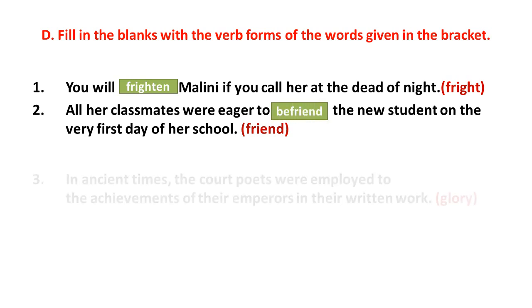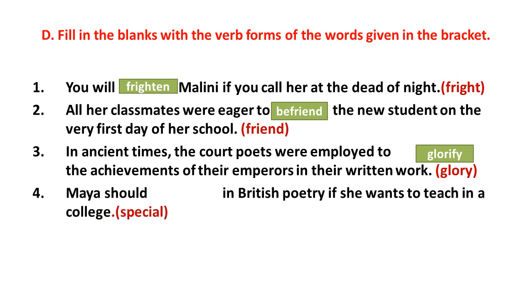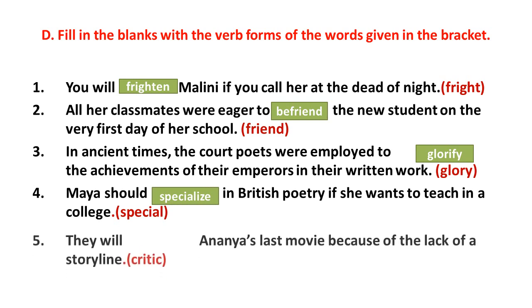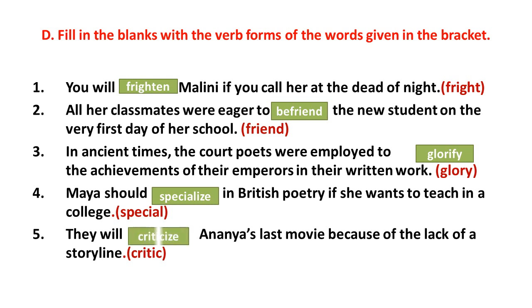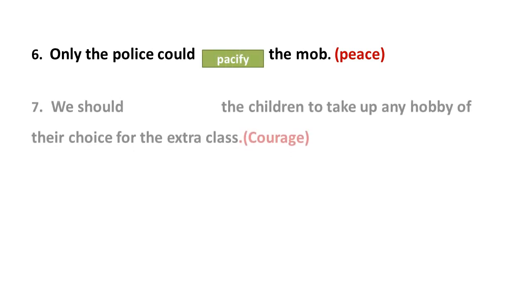Second one, all her classmates were eager to befriend the new student on the very first day of her school. Third, in ancient times, the court poets were employed to glorify the achievements of their emperors in their written work. Fourth one, Maya should specialize in British poetry if she wants to teach in a college. Fifth, they will criticize Ananya's last movie because of the lack of a story line. Sixth one, only the police could pacify the mob.